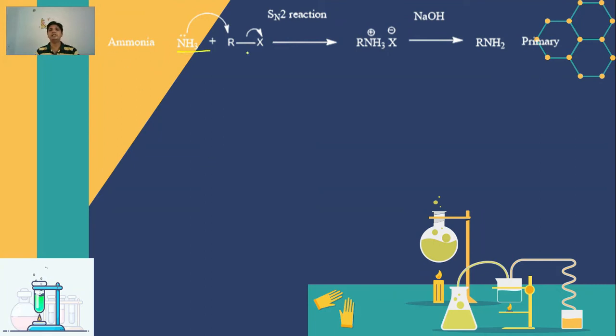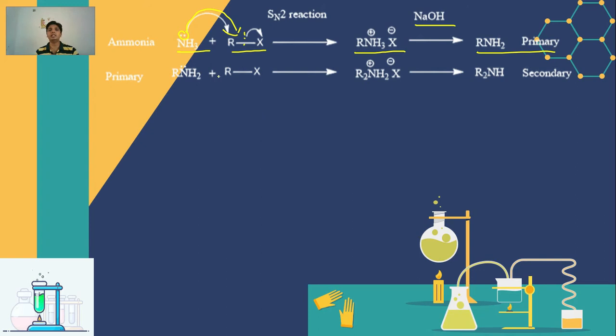Ammonia is reacted with alkyl halide, as you see. The lone pair of ammonia first attacks the R, and in turn there is breakage of the bond with the halide, thereby giving a quaternary ammonium salt, which in the presence of NaOH gives a primary amine. This primary amine further reacts with RX in the same way. It attacks the R, there is a breakage of the bond, formation of a quaternary salt, and it gives a secondary amine.